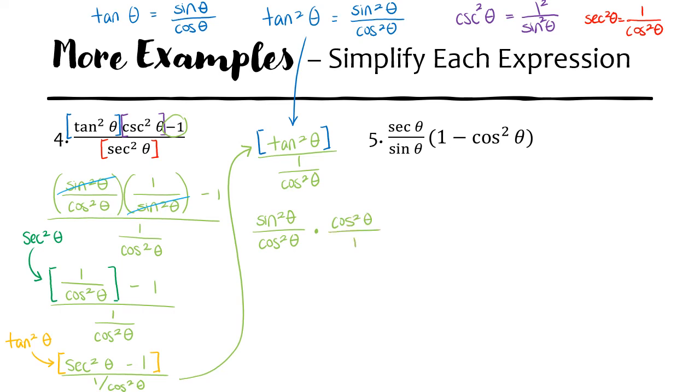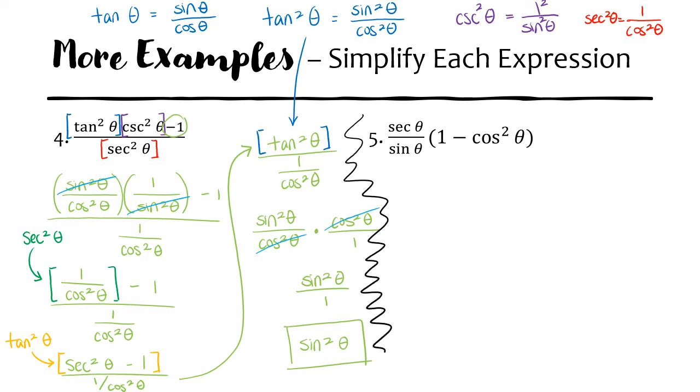And a very nice thing is happening again for us here. We do get to, again, cross cancel our cosine squareds, which means we are finally left with plain old sine squared over 1, or of course, just sine squared. That would be our fully simplified version of the original expression. So, yes, certainly more complicated than the previous examples. Let's do just one more.